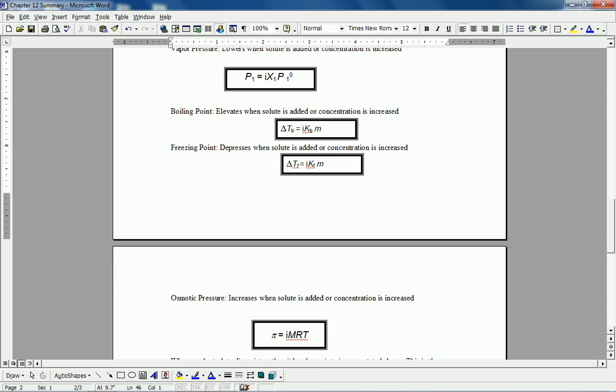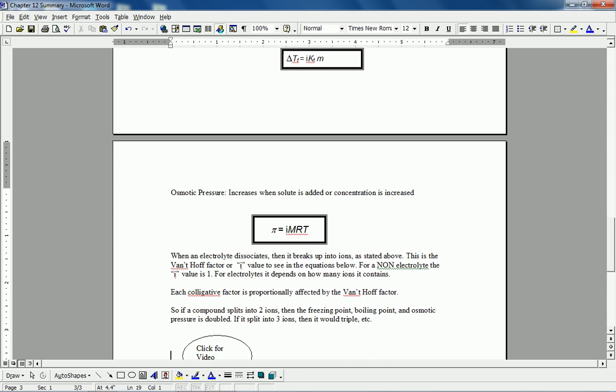Here are your equations for each of the colligative properties and what these symbols represent. Of course, X would be the concentration unit used to determine the effect of a solute addition to a solvent on its vapor pressure. Boiling point and freezing point use the molality as their concentration unit, and for osmotic pressure we use capital M, or molarity. And again, what these symbols represent, as well as example problems, can be found in your PowerPoints.